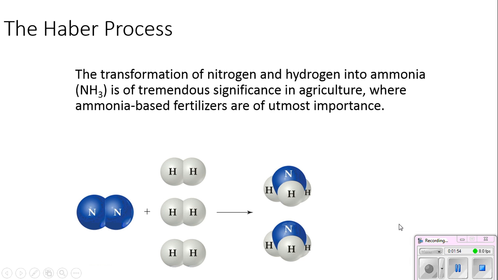So the Haber process is basically looking at the transformation of nitrogen and hydrogen into ammonia, NH3, and this is of tremendous significance in agriculture, where you have ammonia-based fertilizers, which are very, very important. So this is your equation where you have one diatomic nitrogen, 3 diatomic hydrogens, which are going to produce 2 ammonias.